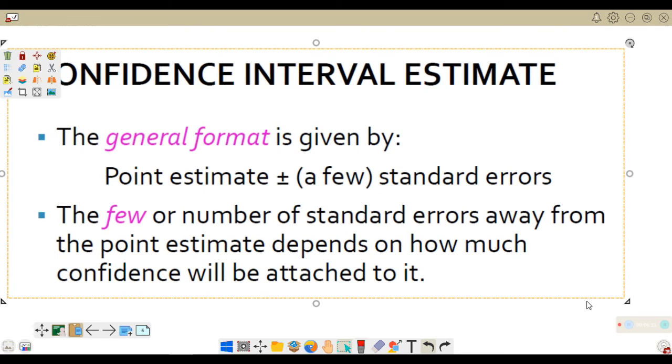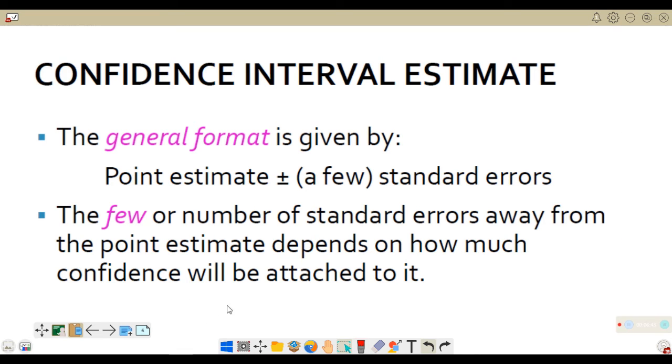Okay. So, the general format is given by point estimate plus minus a few standard errors. The number of standard errors away from the point estimate depends on how much confidence will be attached to it. There is a video lecture about confidence interval. I will send it to you later. But at the moment, focus muna tayo dito sa general na format. It is point estimate plus minus a few standard errors.